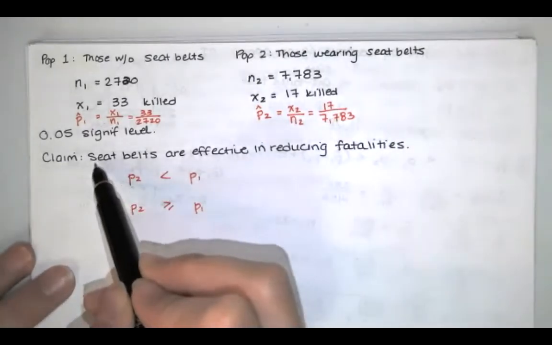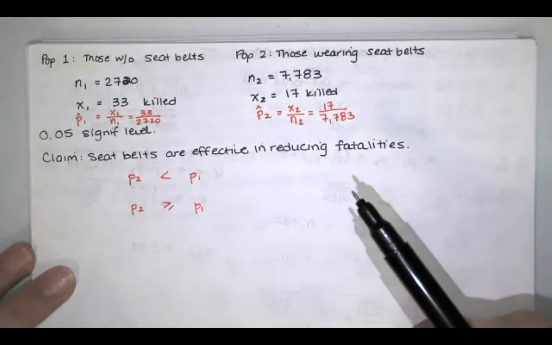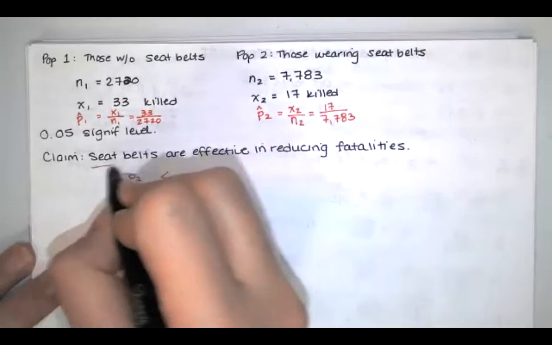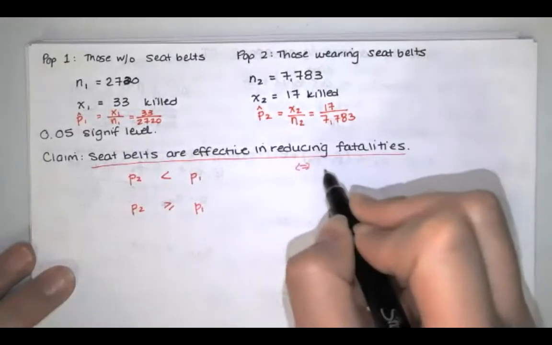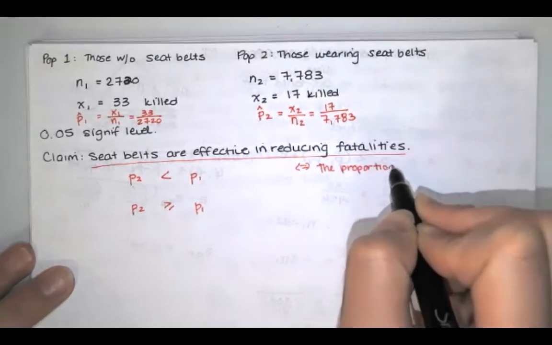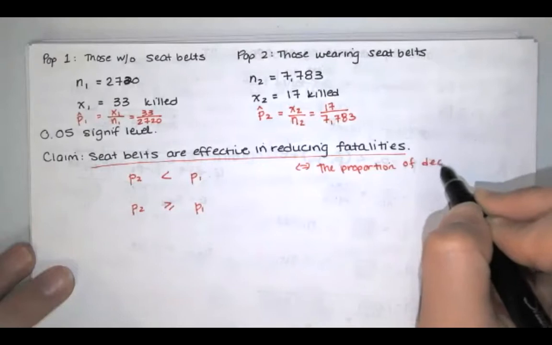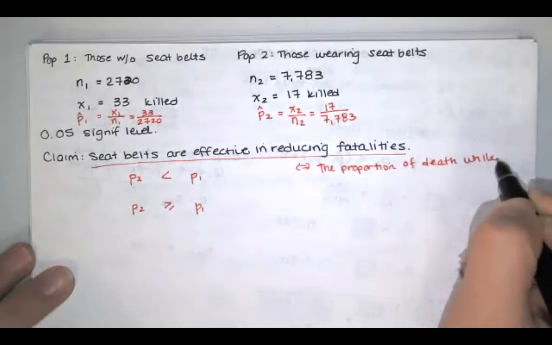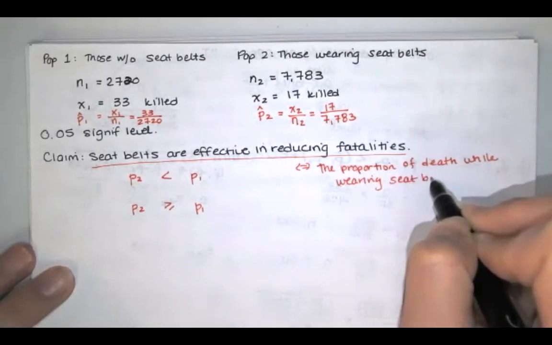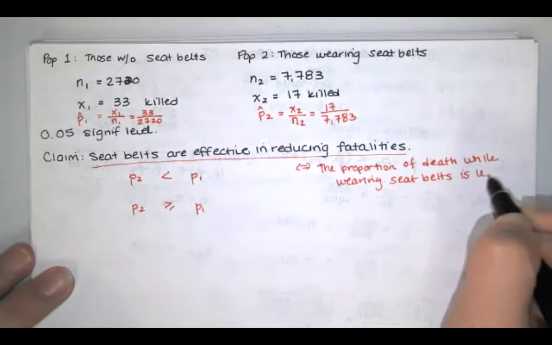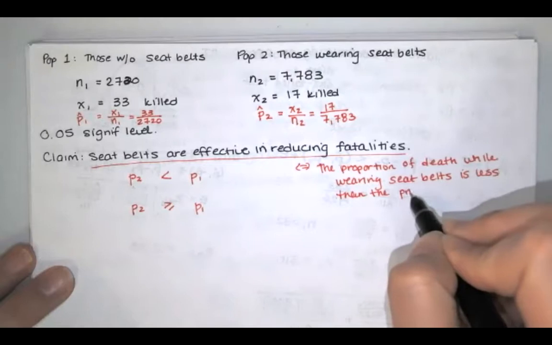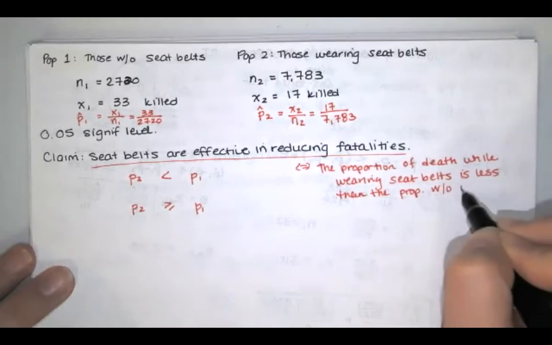The claim says that seatbelts are effective in reducing fatalities. If seatbelts are effective, another way to say that is that the proportion of deaths while wearing seatbelts is less than the proportion without wearing seatbelts.